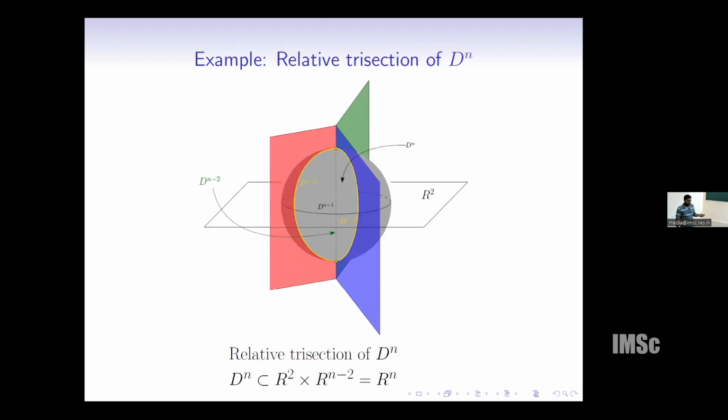Similar things can be defined for manifolds with boundary also. Here, I have drawn this for Dn. I have not defined the notion of relative trisection, but this is a similar notion, with nice intersection with the handles, connecting some boundary components of S1 cross D3s. This also comes from the same example. We have the disk D2, and then we embed this Dn into Rn, and we just pull back the trisection structure of the disk D2 into Dn.